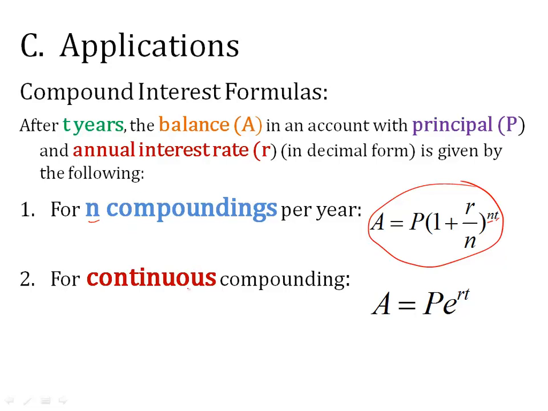Now, if it's a continuously compounding account, which is really what you would want, you would use this equation. And notice that there is an e involved. That's why we're bringing this up. This is a very commonly used equation in banking and finances. So A equals the principal times e raised to the rate times the time. Those are the equations I'm going to be using in these application problems.